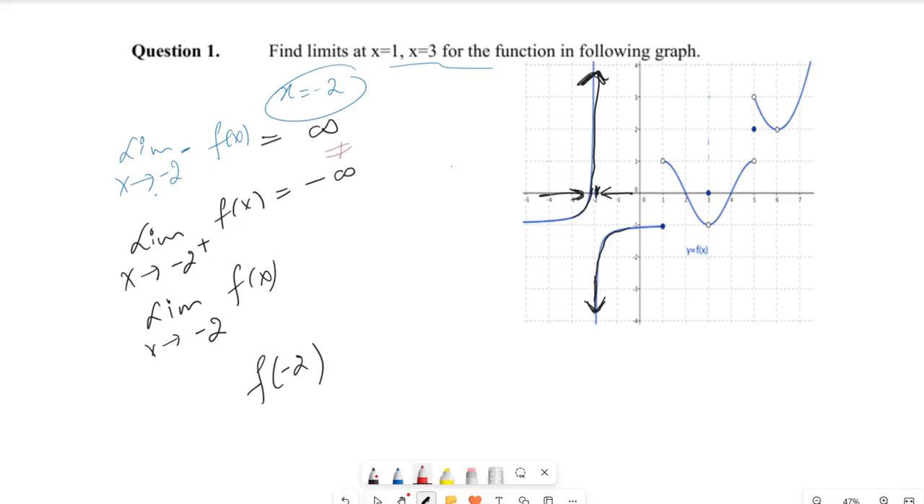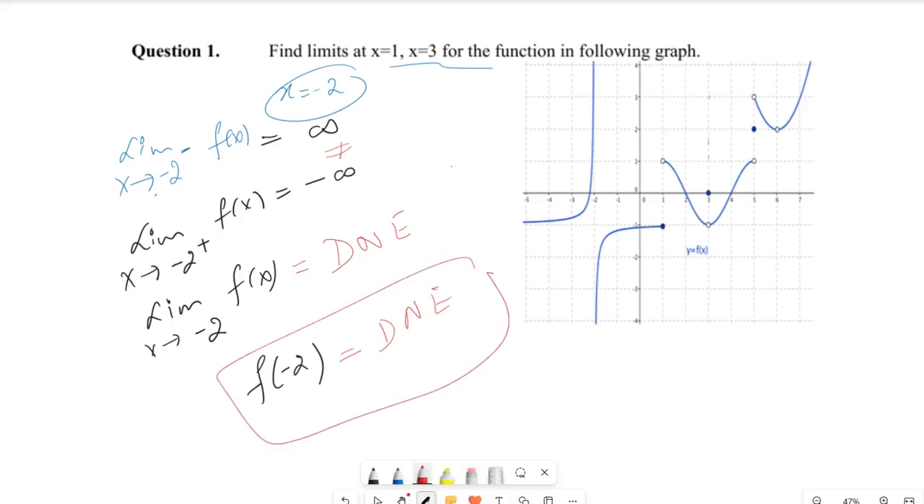These two limits are not equal to each other, so the actual limit at -2 does not exist, and also the value of the function at -2 does not exist because there is no solid point at -2. The function is not passing through a particular point. It's just going to infinity. So the function's value at -2 doesn't exist. Also the limit doesn't exist.